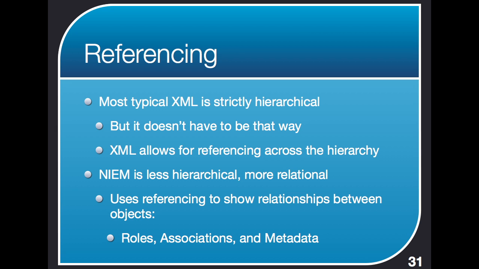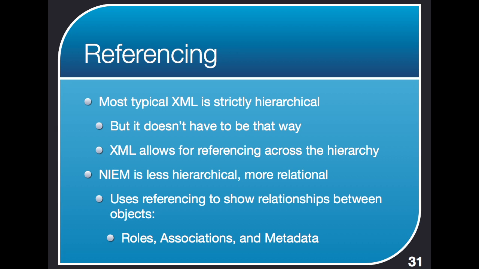Now, most typical XML is strictly hierarchical. That's just how XML tends to work. You've got a root element, you've got elements inside the root, you've got elements inside those elements, and that forms a hierarchical tree. But XML doesn't have to be that way. XML allows for referencing across the hierarchy. There are ways to do it. There are ways to say this thing over here is related to this other thing way on the other side of the tree at a totally different level. There are things in XML to do that, and the NIEM uses that.